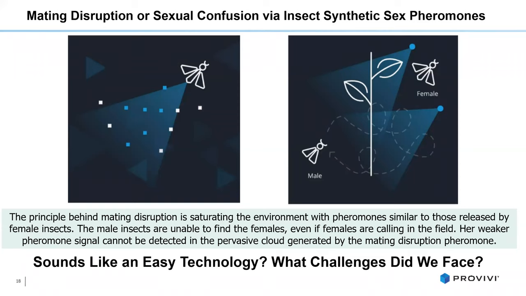So the principle behind mating disruption is saturating the whole environment with pheromones, okay? So that the natural pheromone that is released by the females is camouflaged and the males will not find the females. Even with our weaker signal, in the huge pheromone cloud, the females will not mate, and the benefits of mating disruption are seen. I'll talk about the benefits of mating disruption in the next few slides.